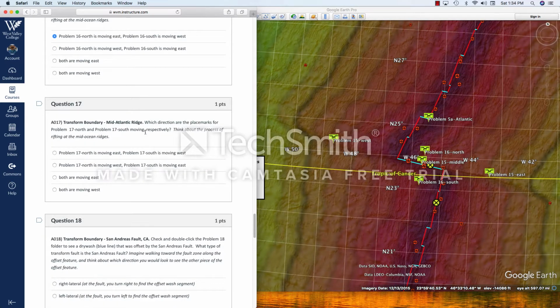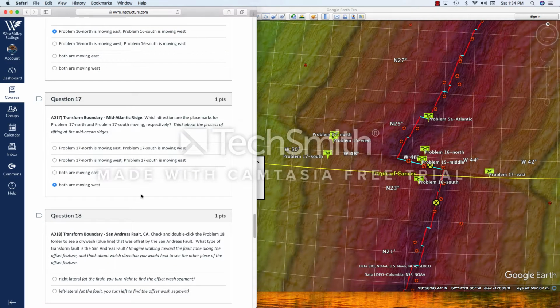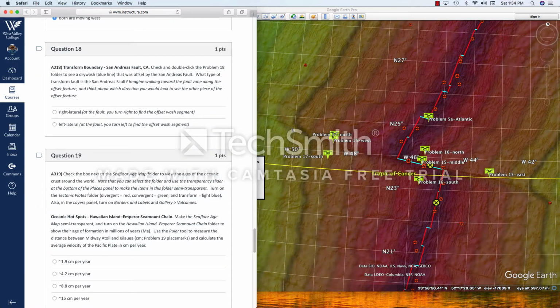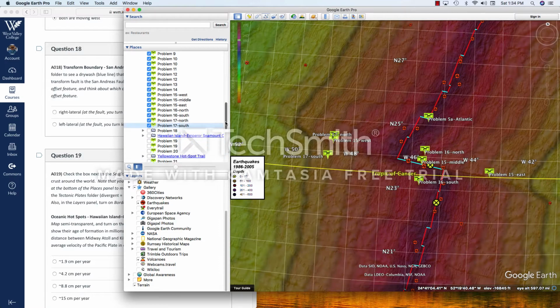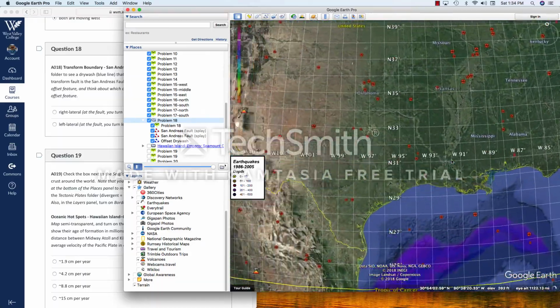And then for problem 17, we're looking at what's going on with these place marks here. So let's select both of those. So they're both on this plate that's off here to the west. So they're both moving westward, right? So everything from the Mid-Oceanic Ridge is moving westward here, moving west. So both moving west for problem 17. Problem 18, we're looking at the San Andreas Fault. Actually, this is a pretty good one here. This is down in Southern California. We'll select that one, and let's just fly to Southern California, and we'll see the San Andreas Fault here.